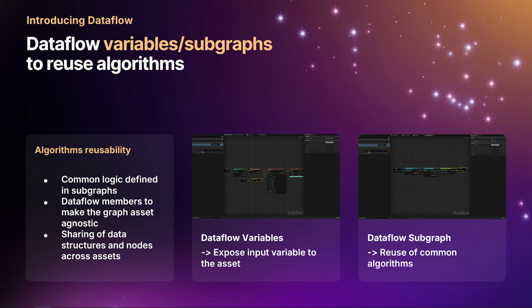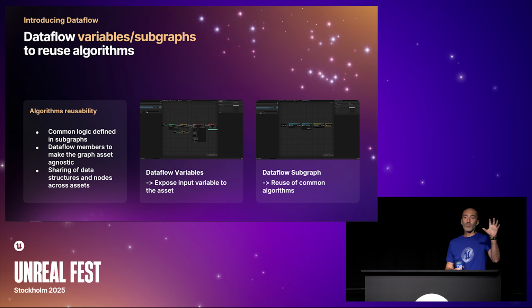So the Dataflow subgraph is kind of standard. You just group a lot of nodes there, and afterwards you can reuse that Dataflow graph in the main graph. So it's just a way of reducing the number of nodes in your graph and probably making fewer errors when you are setting it up.